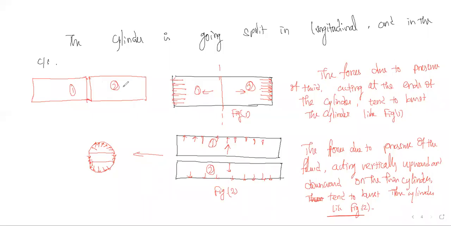So if I take this as the longitudinal axis, the failure will be perpendicular to it. And if I consider the longitudinal axis to be here, the failure is in the plane along the longitudinal axis. So there are two types of failure.